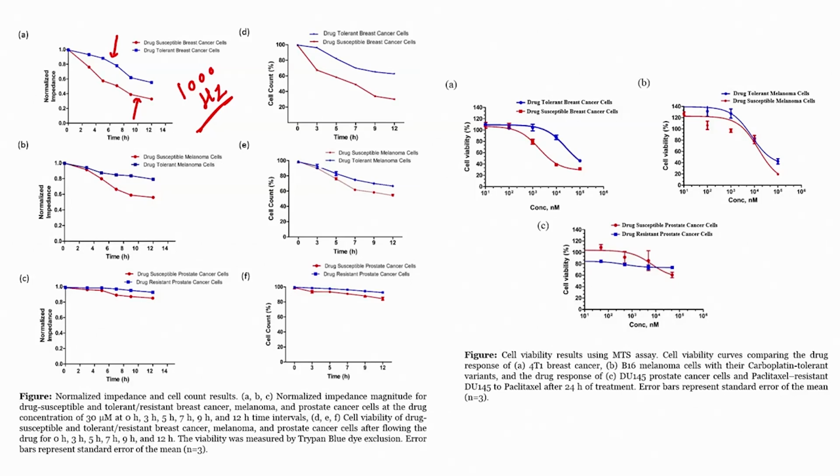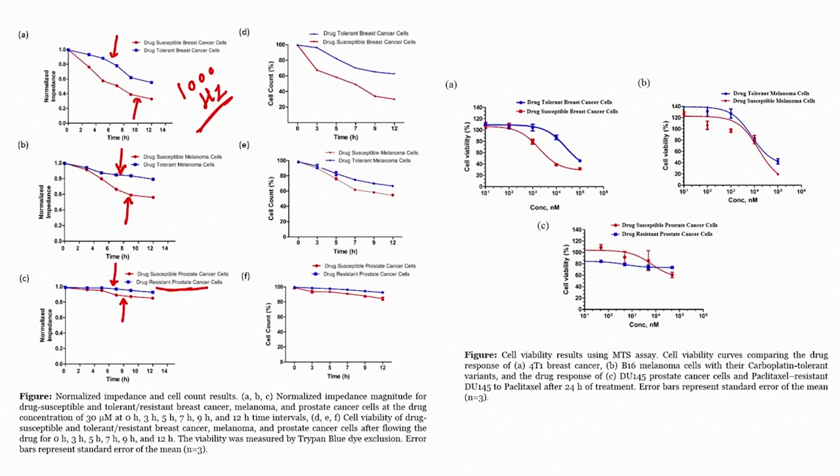Same thing goes for melanoma, drug tolerant which is this one, blue one, and drug susceptible which is red one. Same thing also goes for prostate cancer. But one thing that we need to understand is that prostate cancer cells, particularly drug resistant ones, are extremely difficult to kill. In general, prostate cancer cells are difficult to kill with paclitaxel, and we could see that.